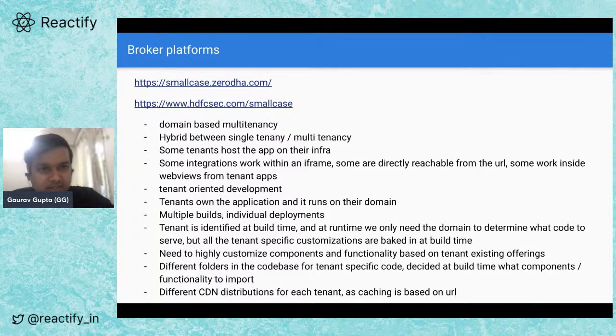The final thing is, in this case, since it is a domain-based multi-tenancy, we need to have different CDN distributions, because caching is generally based on URL and it is very difficult to implement it otherwise. And in some cases, since the infrastructure is not owned by us, we cannot have a CloudFront or any other CDN in between. It is for the tenant to take care of.